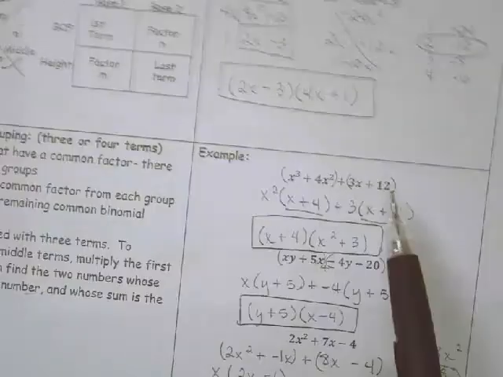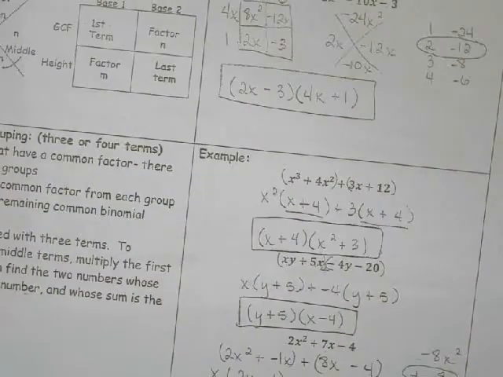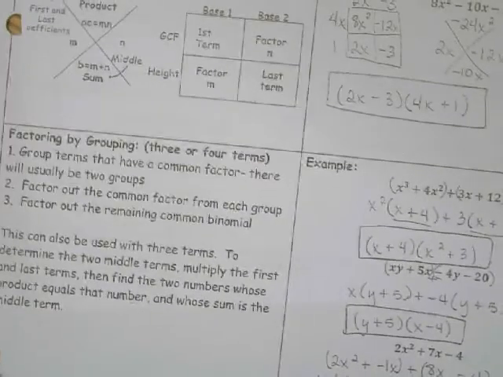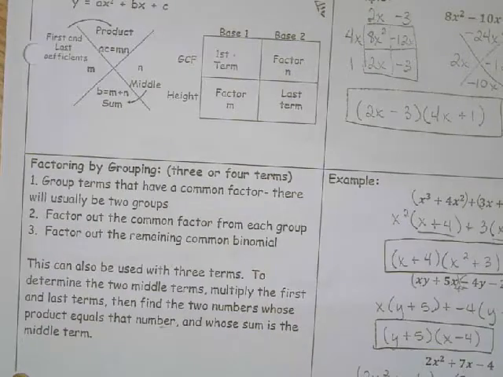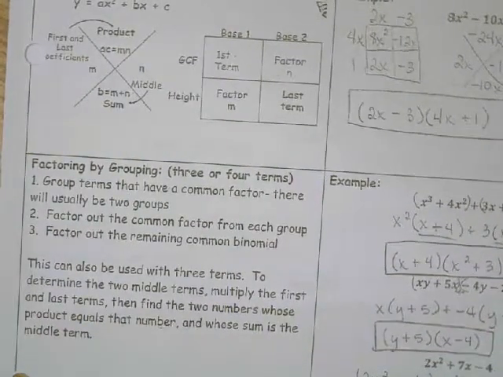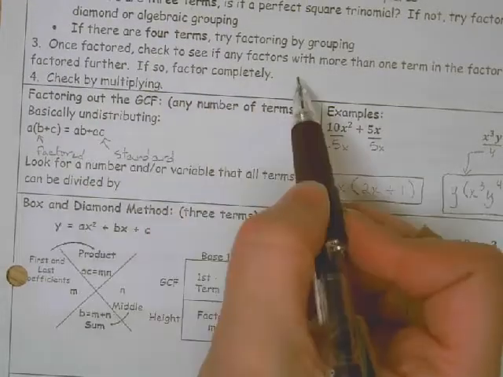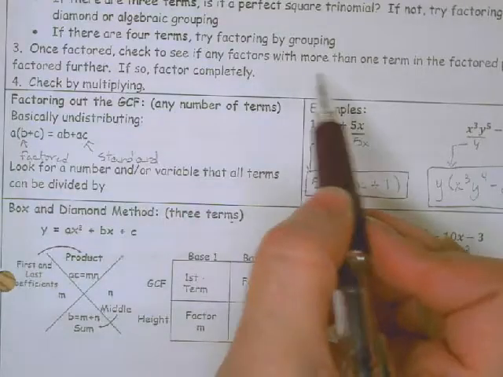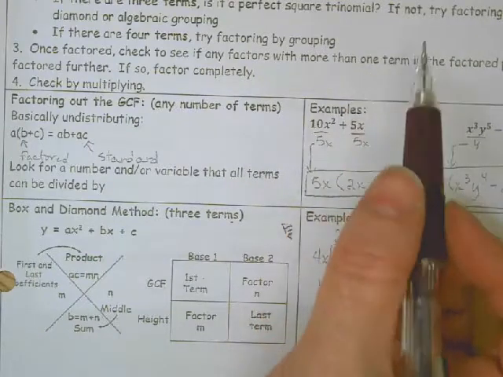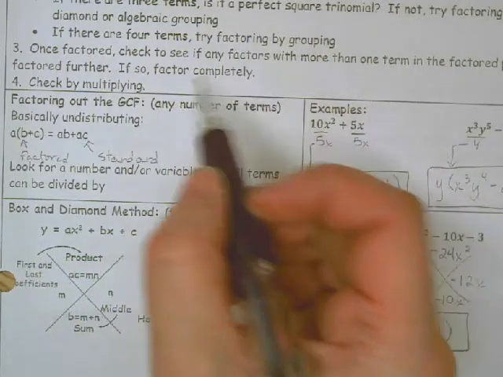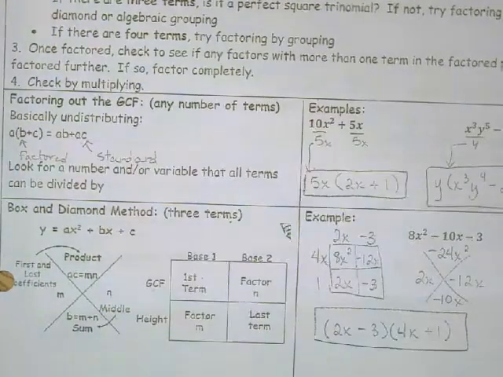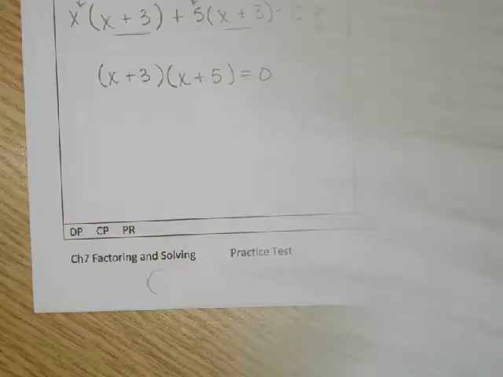So those examples are right here. You can also use the box for the grouping. Mathematically, it's the same thing. So once you factor, you're going to check and see if there are any more factors that you can pull out of any of the terms, or any of the factors, and then you check by multiplying. That's what you're going to do ideally.